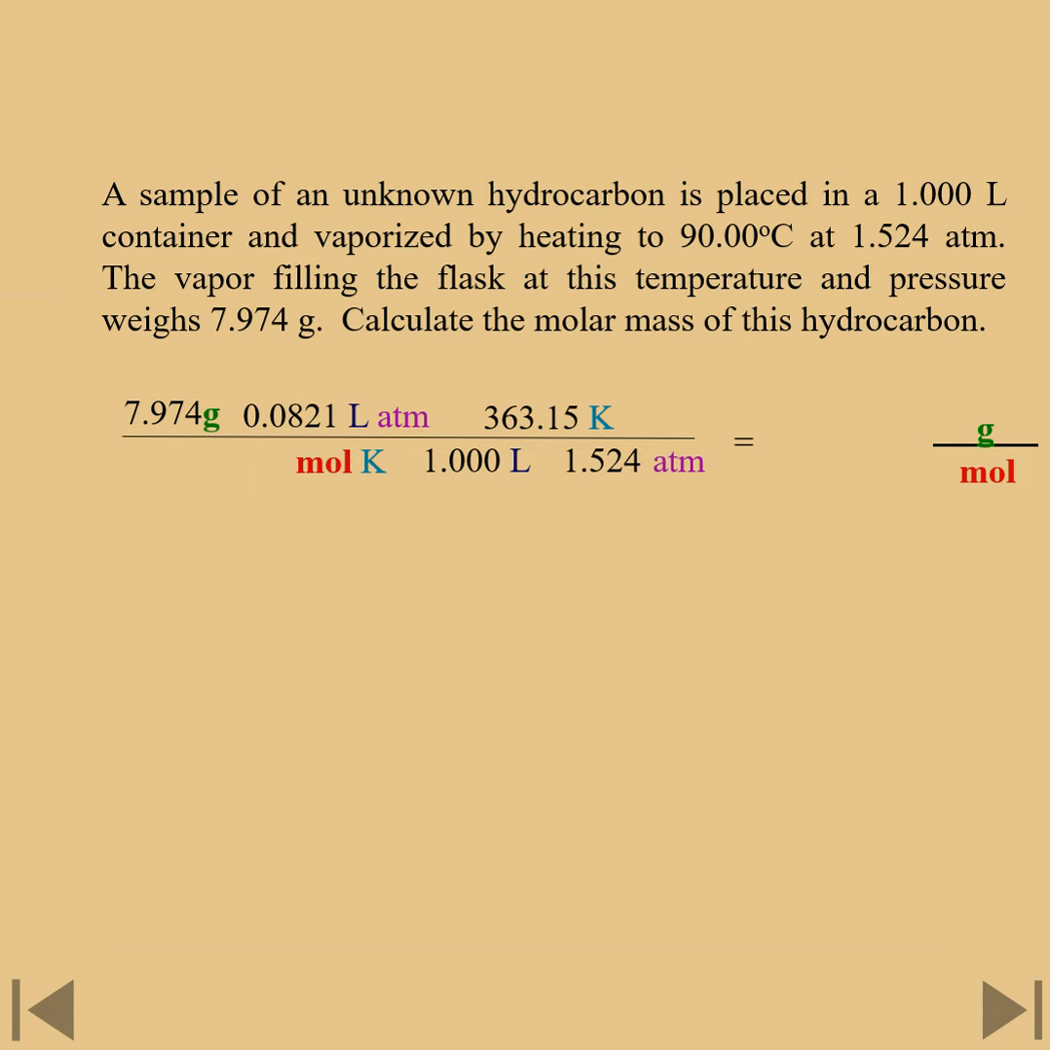And that 363.15 comes from, actually 0 degrees C is 273.15 kelvins. Since we're given 90.00 degrees C, I'm going to bring out those other two digits. And that gives us 156.0 grams per mole for this unknown hydrocarbon. And that answer is definitely reasonable.